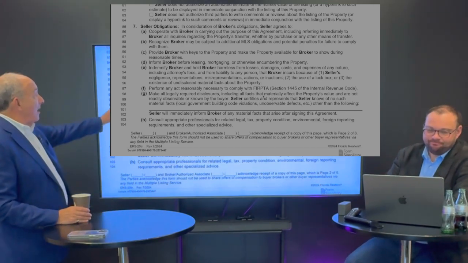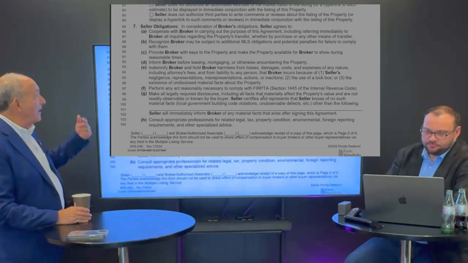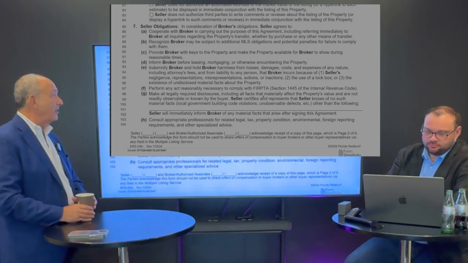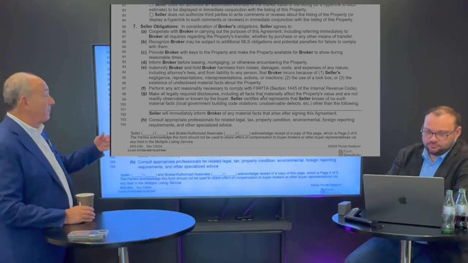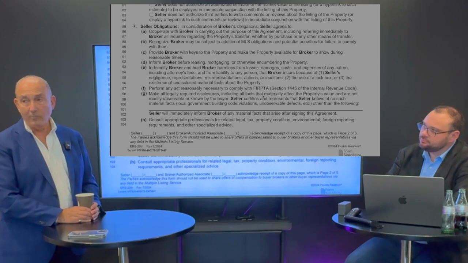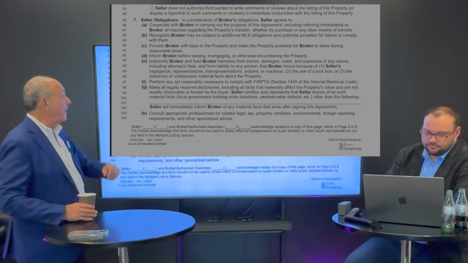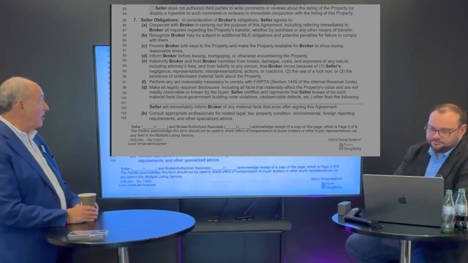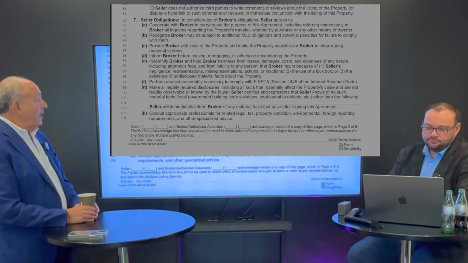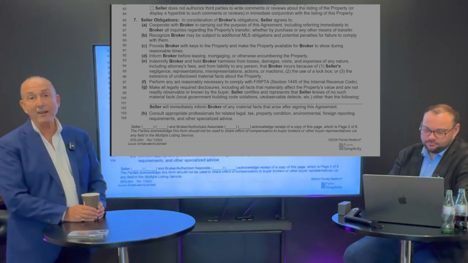Okay? Recognized broker may be subject to additional MLS obligations. Provide us with keys to the property, make the property available to show. Inform the broker before you take out a second mortgage or lease the property or do anything else to encumber it, because that will make it very difficult to sell. You're indemnifying us, holding us harmless from losses, damages, costs, etc., from liability to any person broker incurs because of seller's negligence, representations, misrepresentations, actions, or inactions.